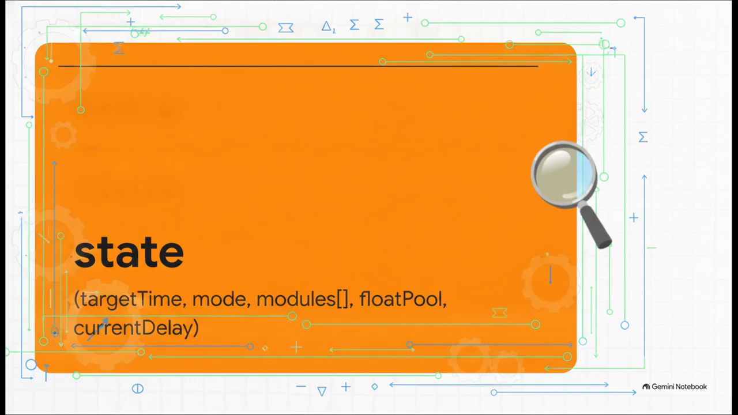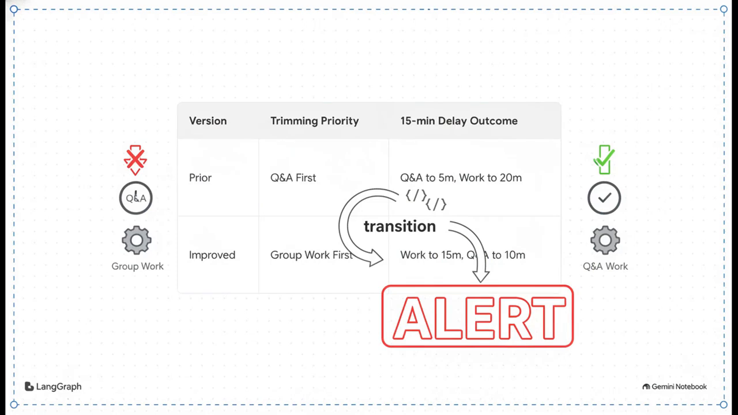It maps the overall time limit, whether we're using float or not, the array of fixed or variable modules, the available float pool, and the current delay. It is literally the beating heart of the system. Every click, every delay, every manual adjustment simply updates these 5 variables. But here is where the plot thickens.